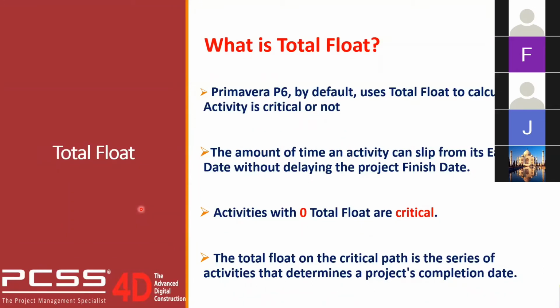So what do we know about total float? Total float is the amount of time an activity can slip from its early start date without delaying the project finish date. If an activity falls on the critical path, it has a total float equal to 0, and the activity bar shown in the Gantt chart will be red in color. The critical path is the series of activities which help to determine the project completion date.